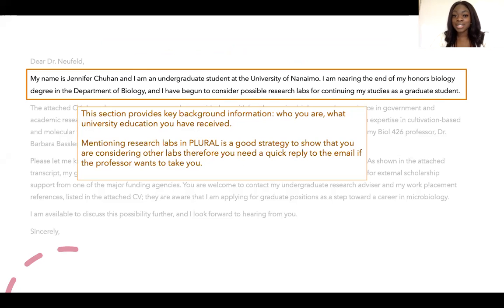I have other options. And this is a good strategy because if this is someone that the supervisor wants, then he knows that he can't delay in emailing her back. So if he reads the email and thinks, oh, this is someone that I would actually want in my lab, he's not going to say, okay, let me just take my time. He'll probably email her back right away because she has other options.